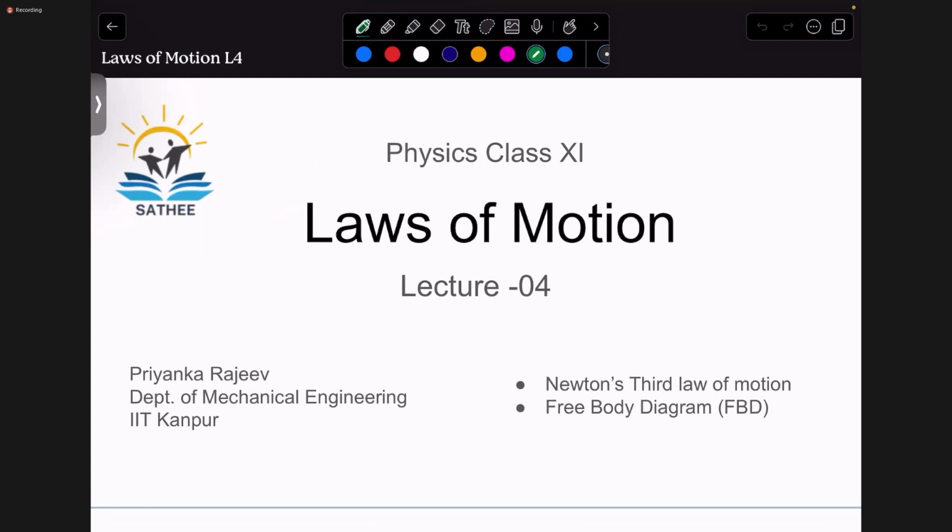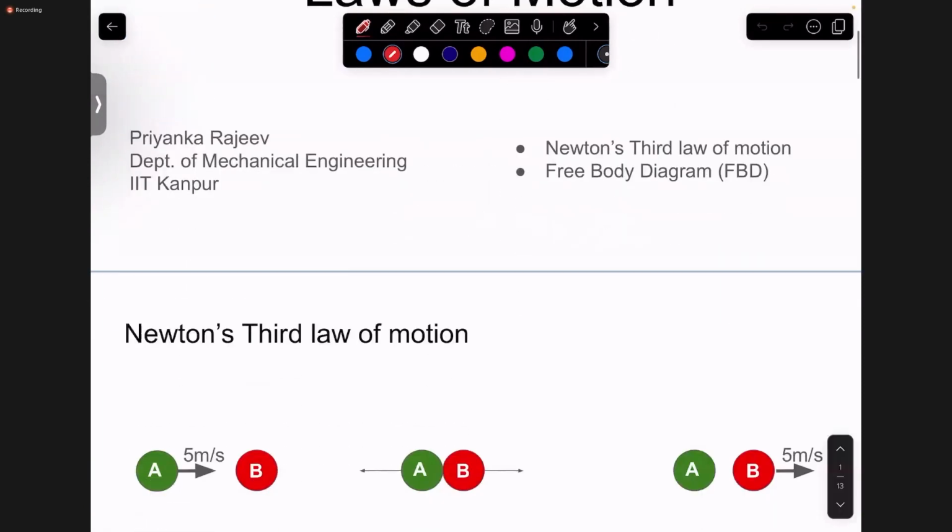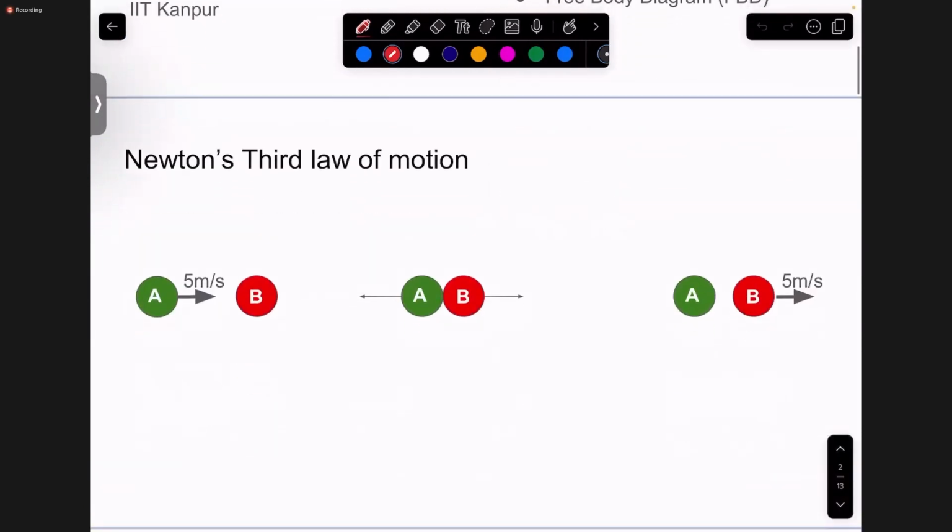Today we will be discussing Newton's third law of motion and free body diagram. So far we have learned about Newton's first law and second law of motion, which talk about external force and how it causes the motion of the body, and the third law tries to answer the question in the following manner.